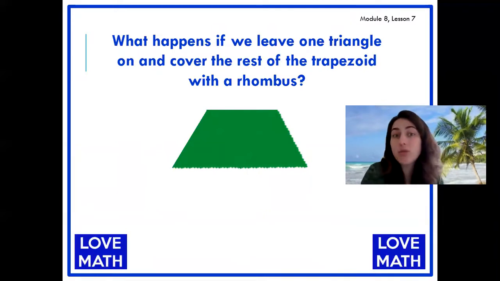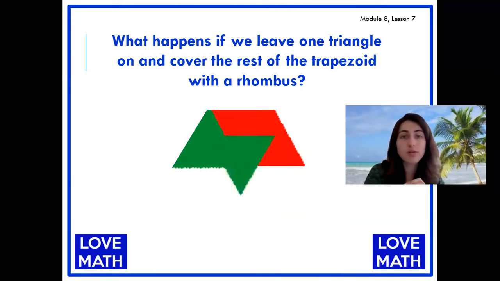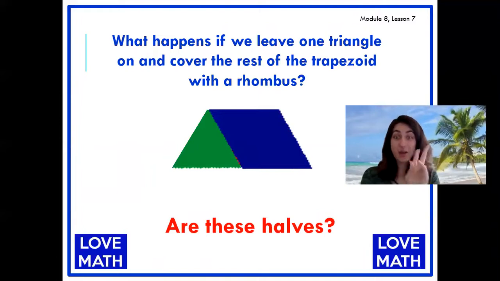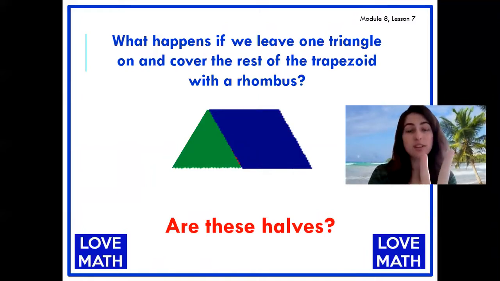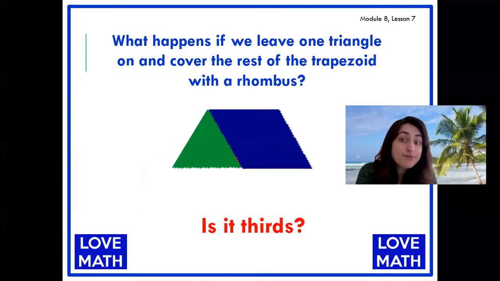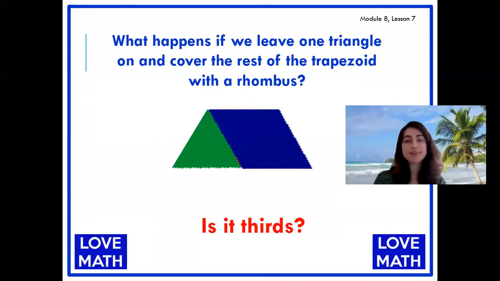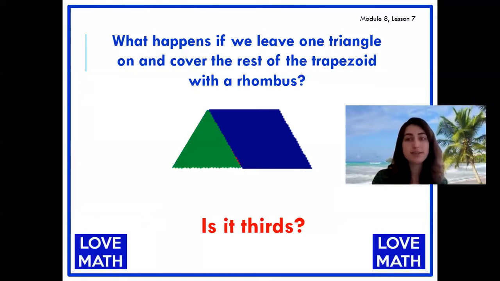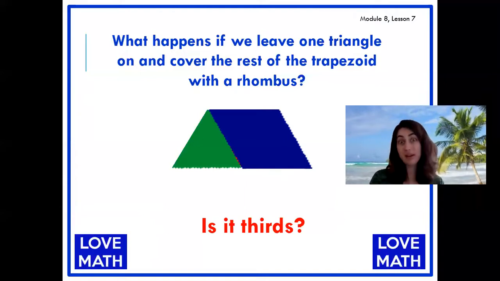Now, what happens if we leave one triangle on and cover the rest of the trapezoid with a rhombus? Are these halves? I have 2 parts on there. Are they halves? Is it thirds then? No, because they are not equal parts. They are not the same shape. So we can't say that they're halves. We can't say that they are even thirds because they are 2 different size shapes. They are 2 different kinds of parts, and so they can't be halves or thirds or really anything because they're not equal.